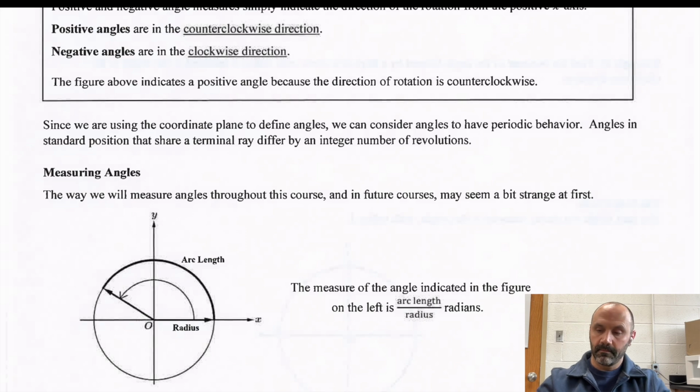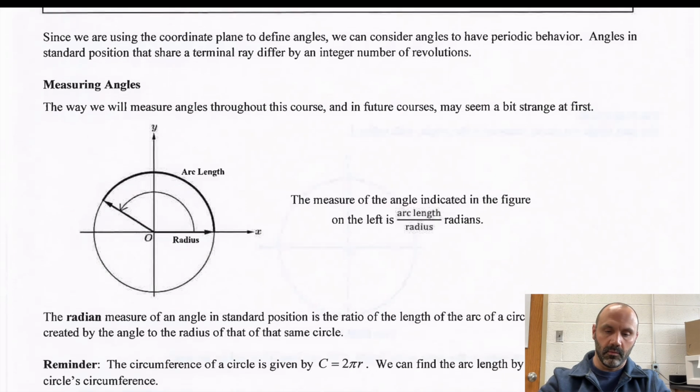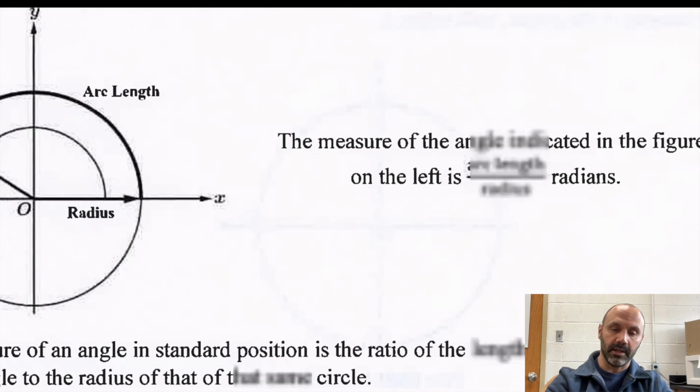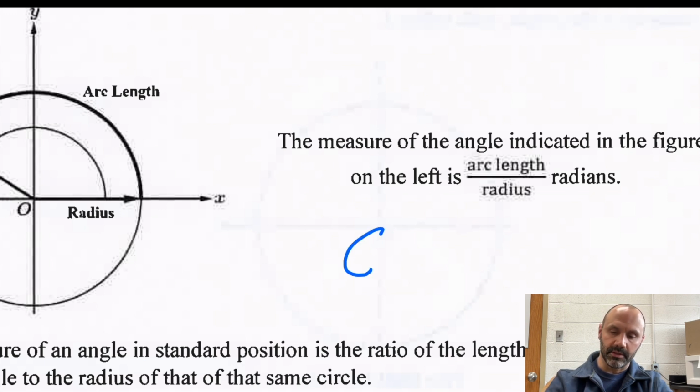And so, one way of measuring an angle is in terms of how far around the circle it goes, okay? And one way of measuring how far around the circle you are is how many radii you could stretch out along the circumference. Well, in a full circle, how many radii can we stretch out around the circumference? The answer would be 2 pi, right? Because we know that the circumference is calculated as 2 pi r.